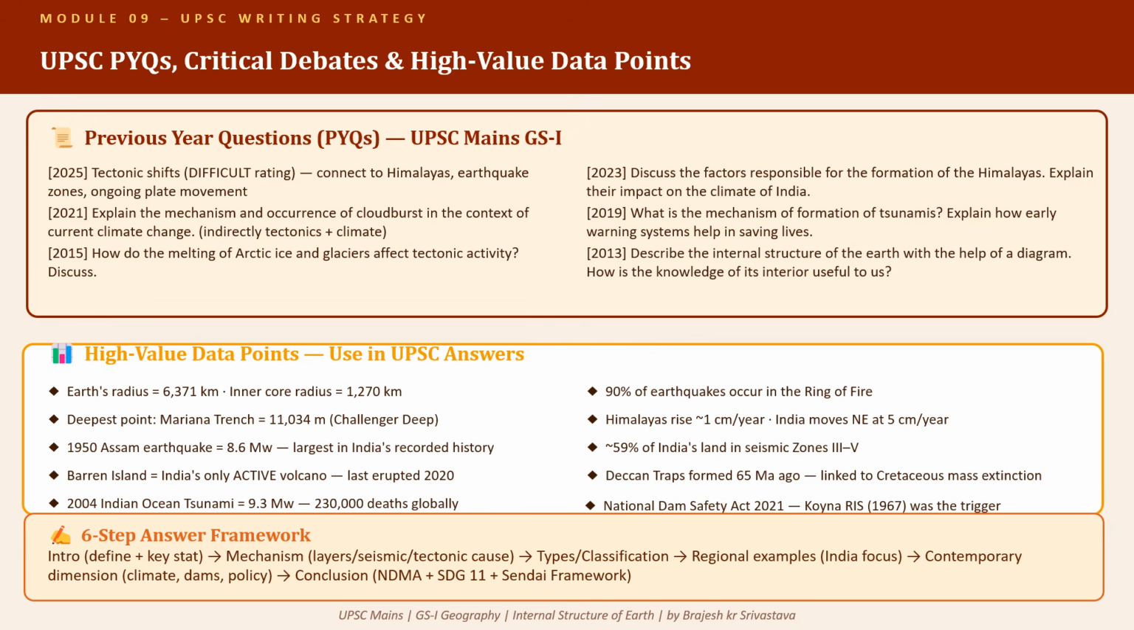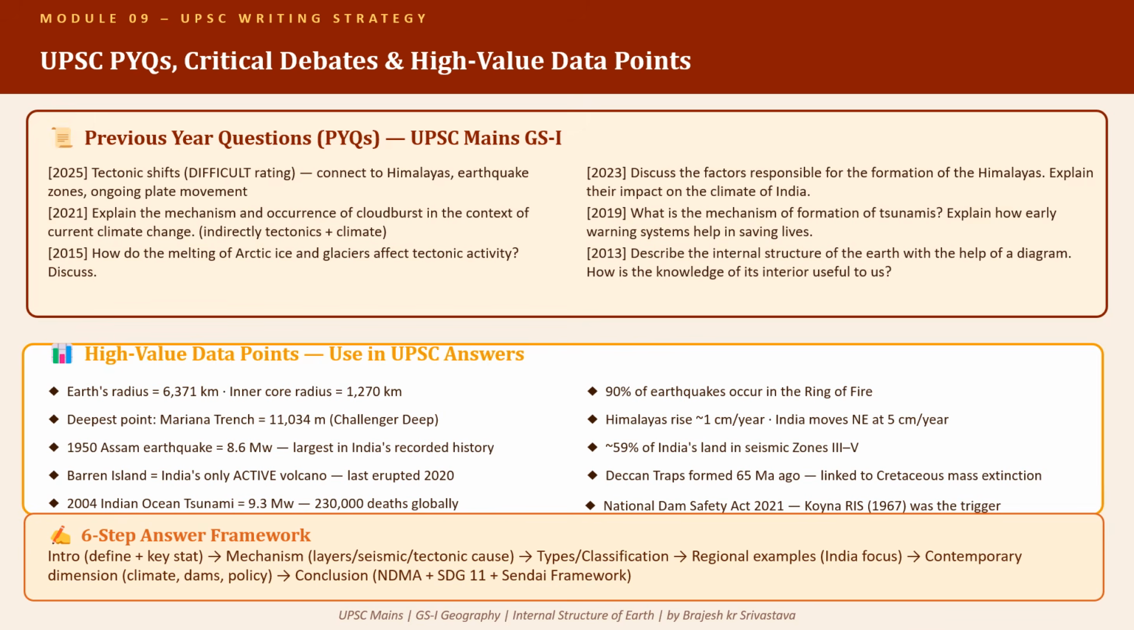2023 asked about factors responsible for Himalayan formation and their impact on India's climate. This requires connecting orogeny to monsoon, river systems, and biodiversity. 2019 asked about tsunami mechanisms and early warning systems, which you now know completely. 2013 asked for the internal structure of the Earth with a diagram. Now you can draw and explain all 4 layers and 5 discontinuities.